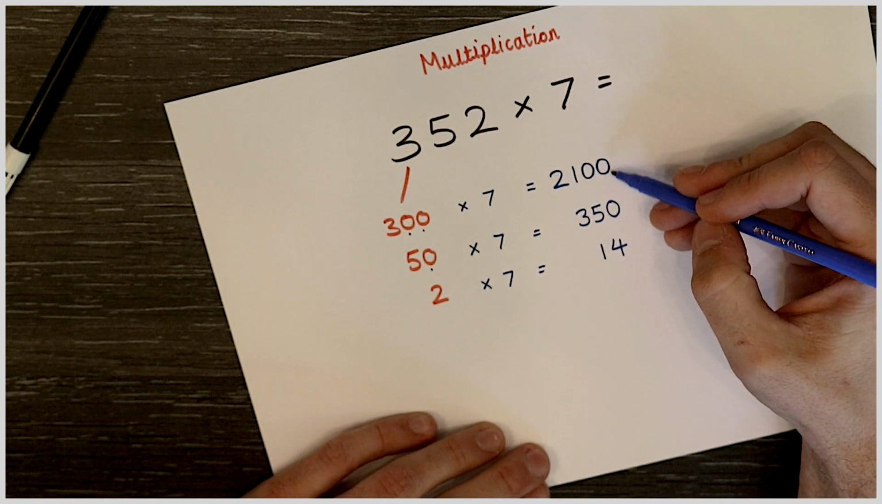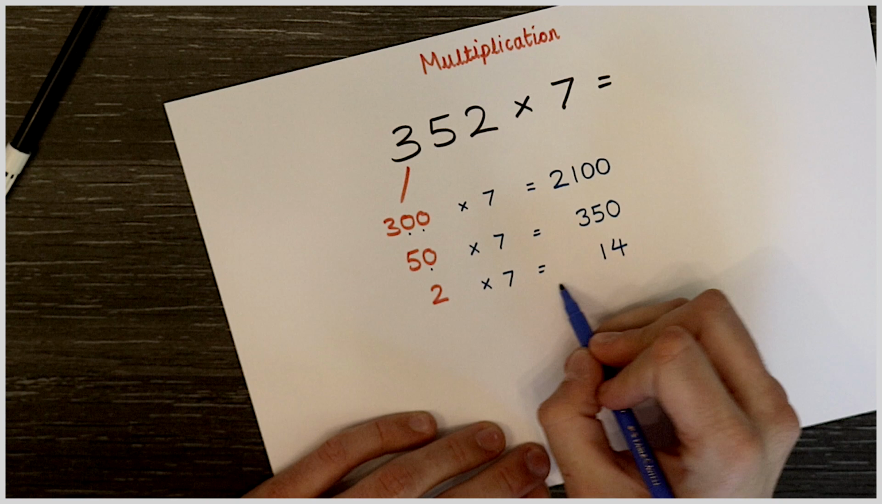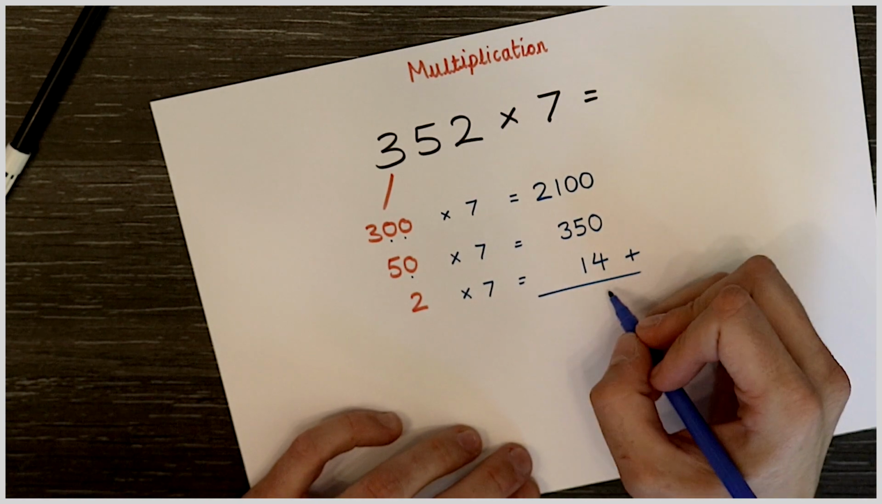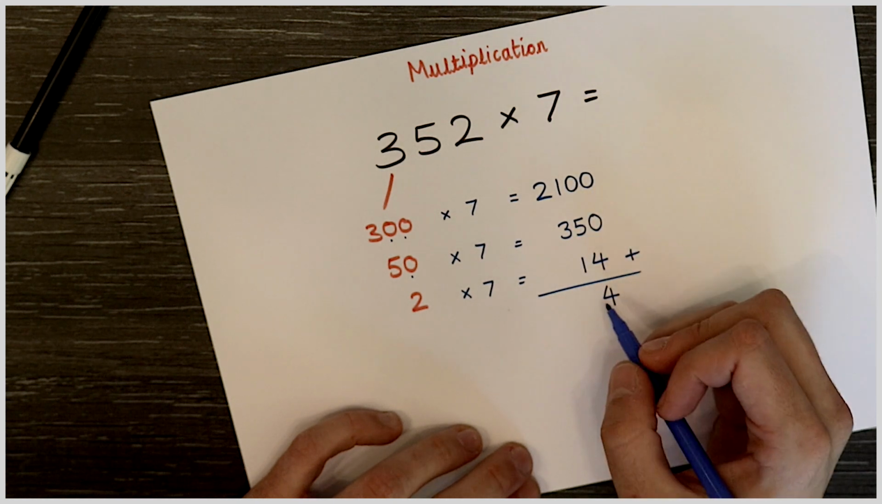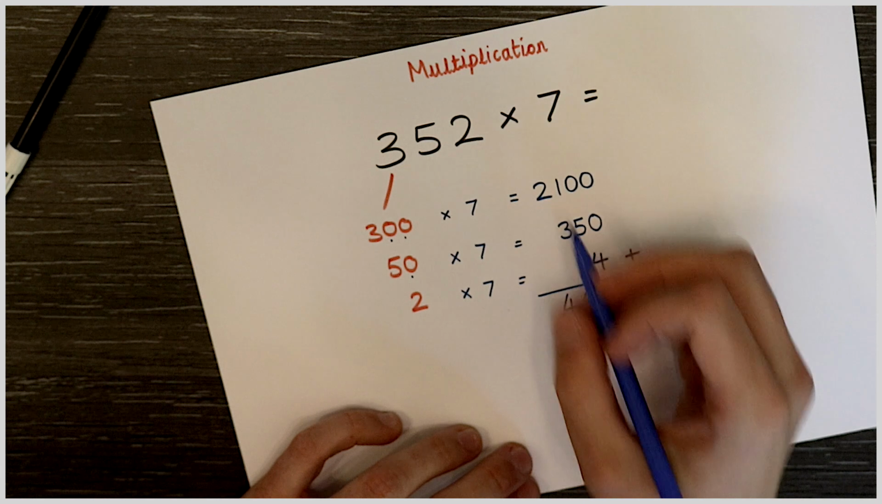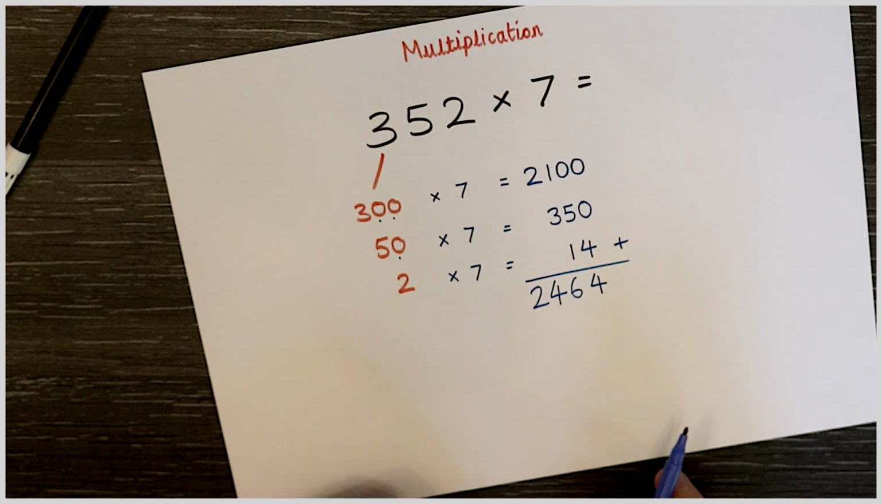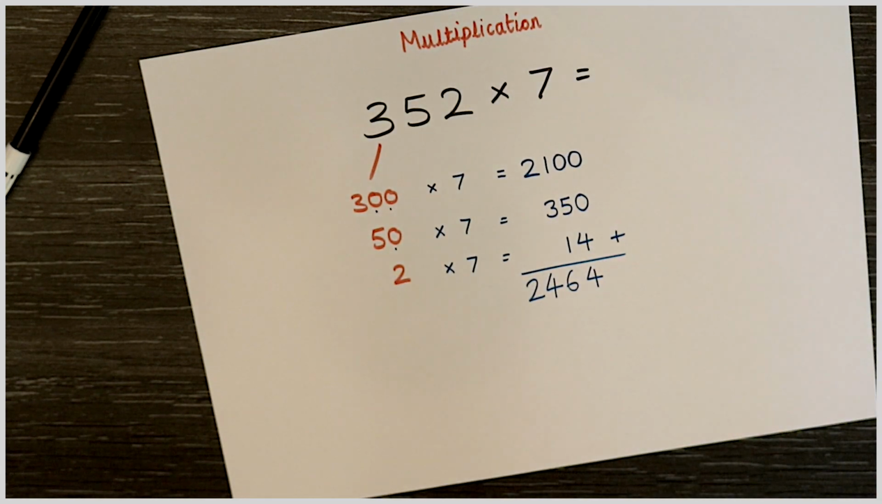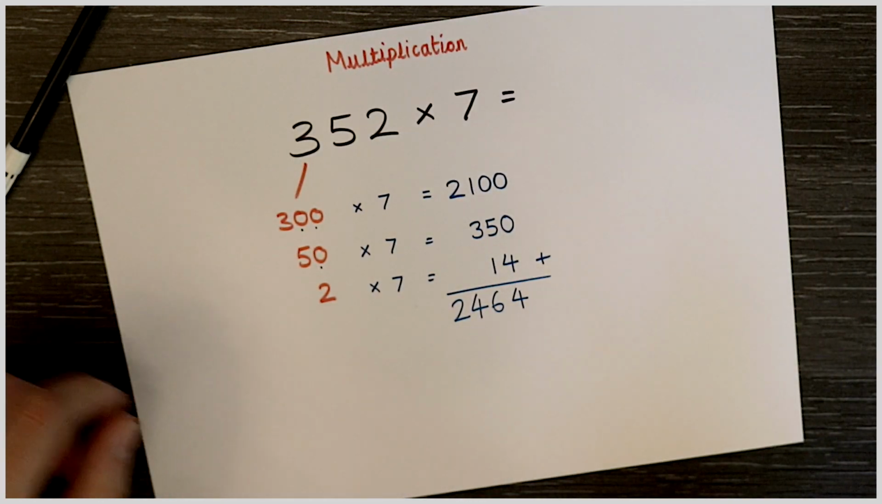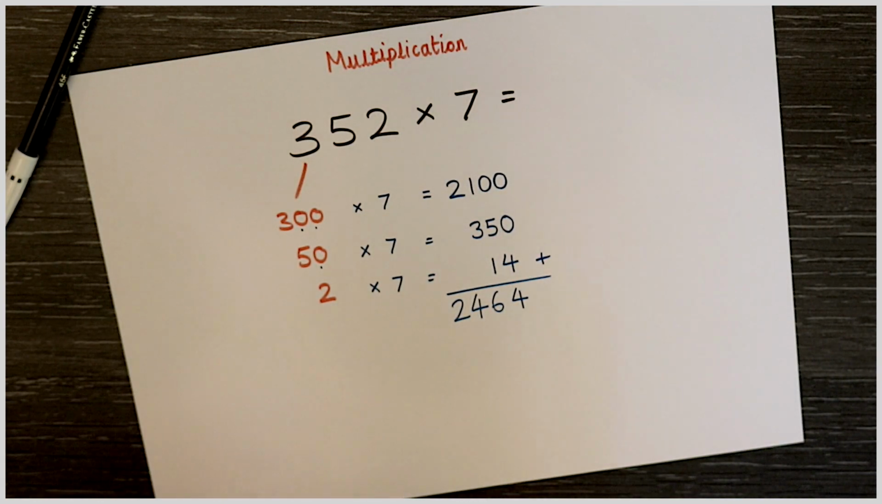Now you'll see, as I've written my answers, I've lined them up so that I can now just add these together using my addition skills, and I can get the final answer. I've got a 4, I've got a 6, I've got a 4, and I've got a 2. Okay, so I've got 2,464. Now, if you don't like doing it that way, there's a few other methods we can do, and we've been practicing these in school, and again, it's whatever method you think works best for you.